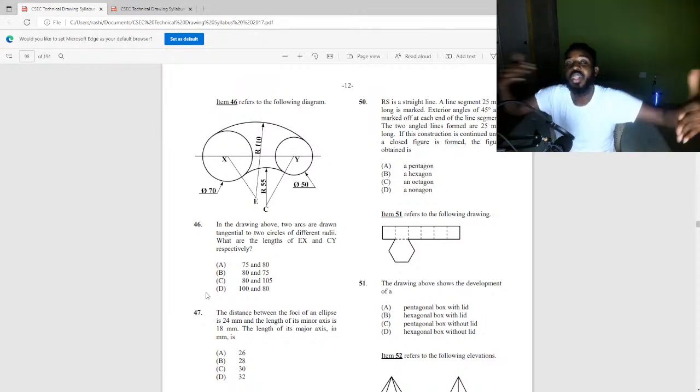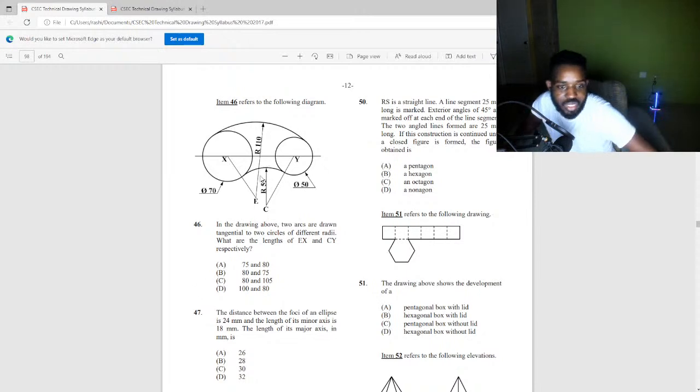So how do we know it's 80 and 75? Because this is an internal tangent. The distance from here to this point is 55, we see it here. And then the diameter for this is 70, and this goes to the center, which would be the radius, half of the diameter. So if this is 70, half of this is 35, so 35 plus 55, and 35 plus 25 is 45. And that gives us 80 and 75 respectively.